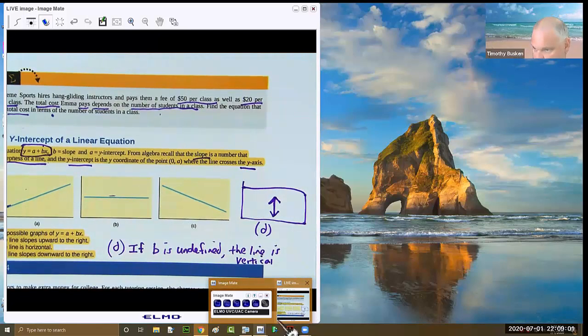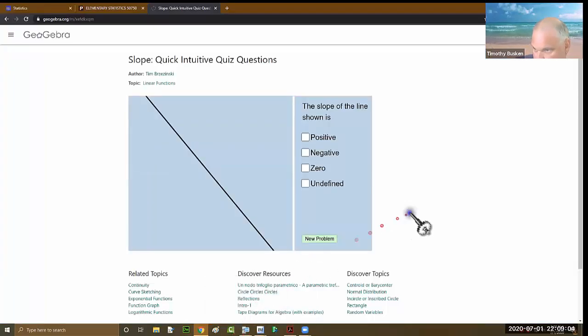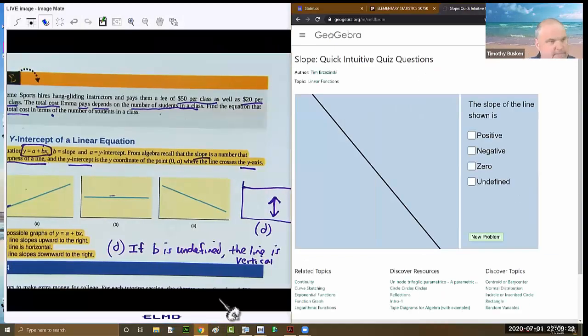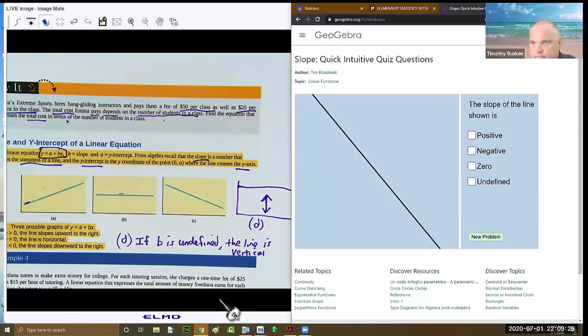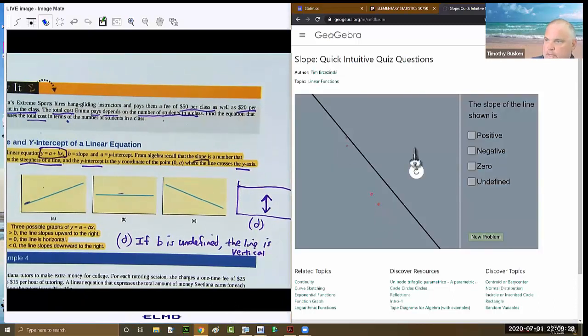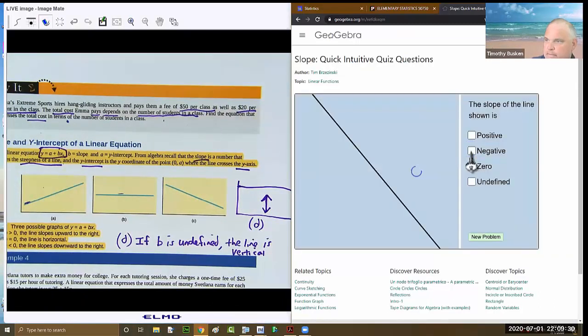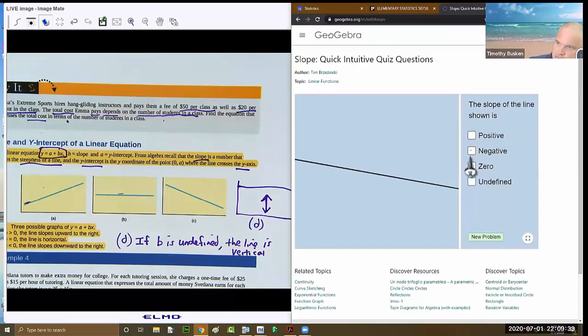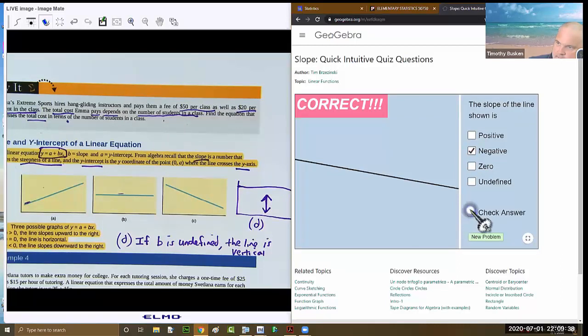Okay, so back over here to this GeoGebra applet. It's kind of nice. Now take a look at this line right here. Is the slope positive, negative, zero, or undefined? Well, clearly the slope would be negative, right? Because the line's trending downward. So I'm going to click on negative here and check my answer. And of course, that's correct.